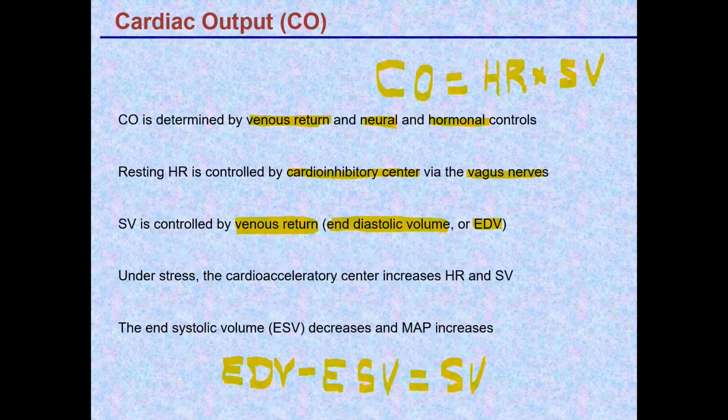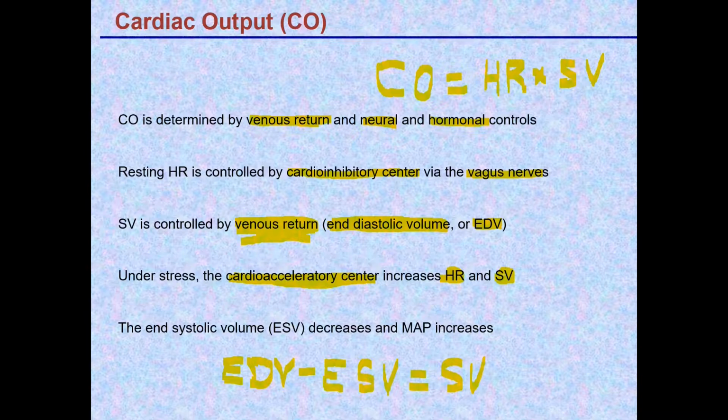And a big factor in determining how much the heart holds is how much venous return there is. If the person is under some stress, some sort of trigger, the cardioacceleratory center in the brain stem will increase the heart rate, and also you'll get an increase in stroke volume.